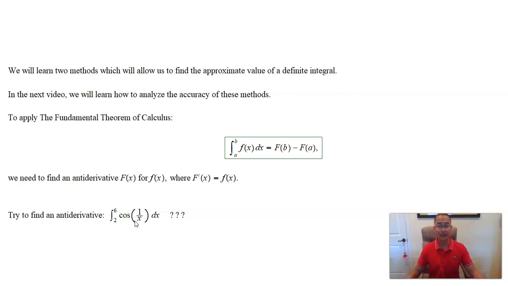You can try a u sub. Obvious trial is u equals 1 over x. du is negative 1 over x squared dx. So solving for dx, you get negative x squared du. But if u is 1 over x, then x is 1 over u, so now you have negative 1 over u squared times cosine u. And yeah, good luck with that as well.